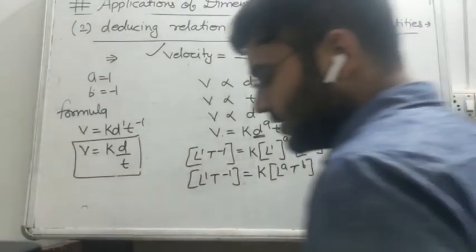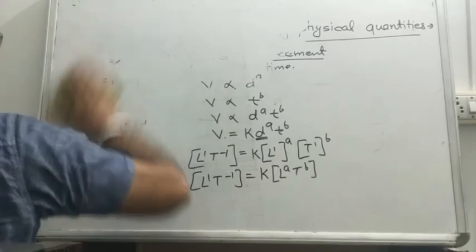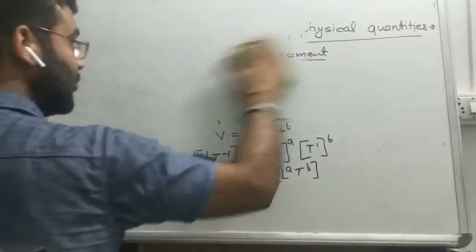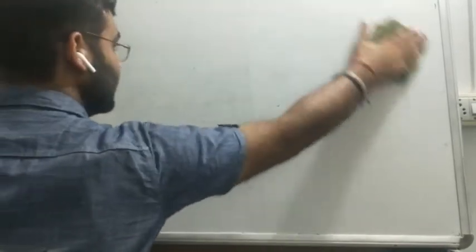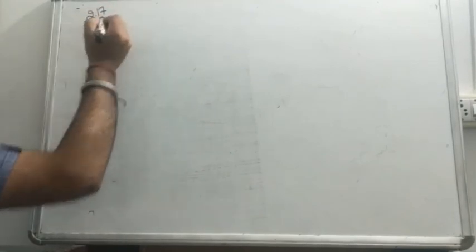So students, I am having the 11th NCERT book, and I am going to solve a numerical, example number 2.70. By this you can easily understand how you can deduce the formula with the help of dimensions.